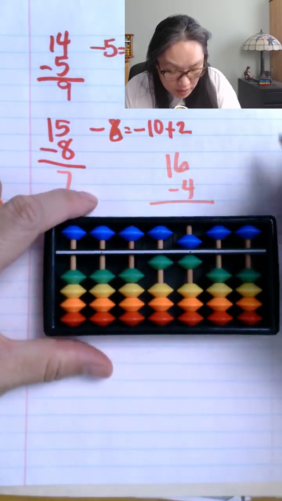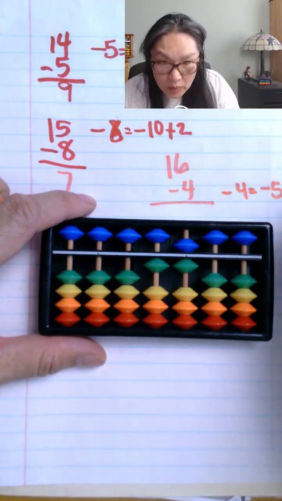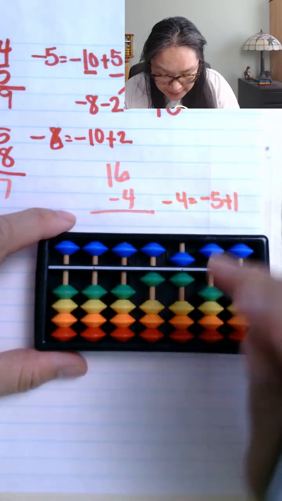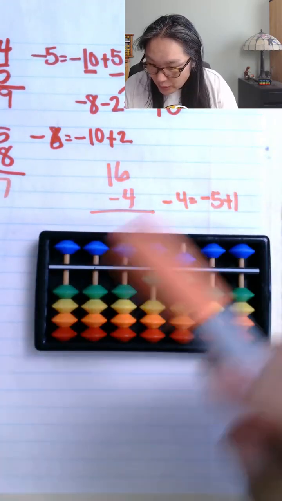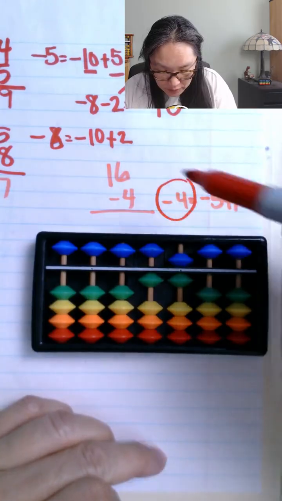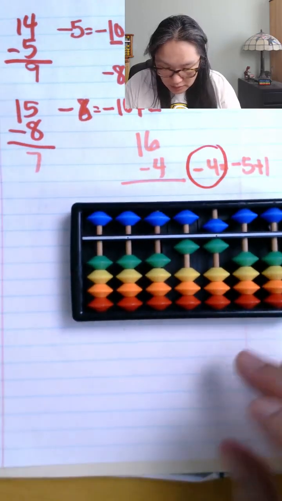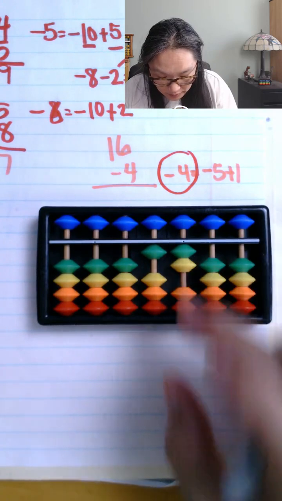Minus the 4 is equal to minus the 5 plus the 1. Whoa, I didn't do that right. There we go. Minus the 5. Can I take away the 5? Yes, because the idea is I want to take away the 4. So I needed minus the 5 plus the 1. So I take away the 5 and I add the 1.